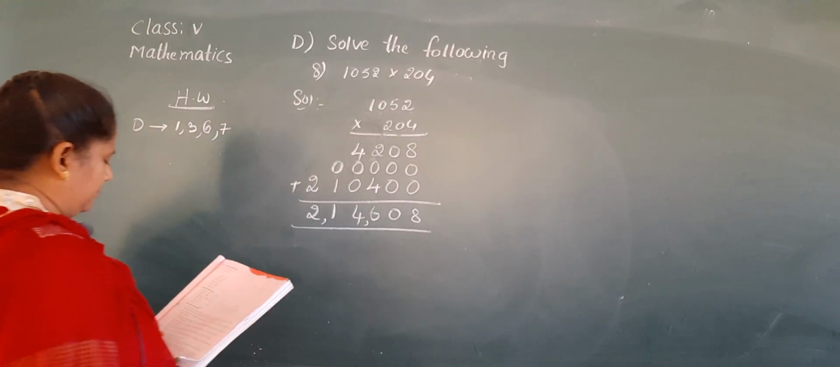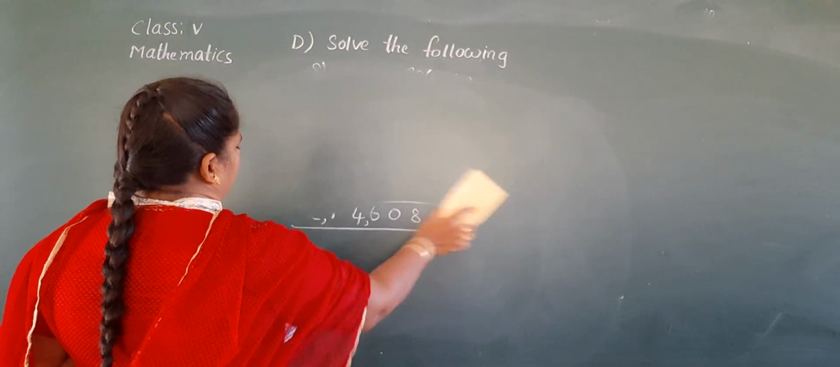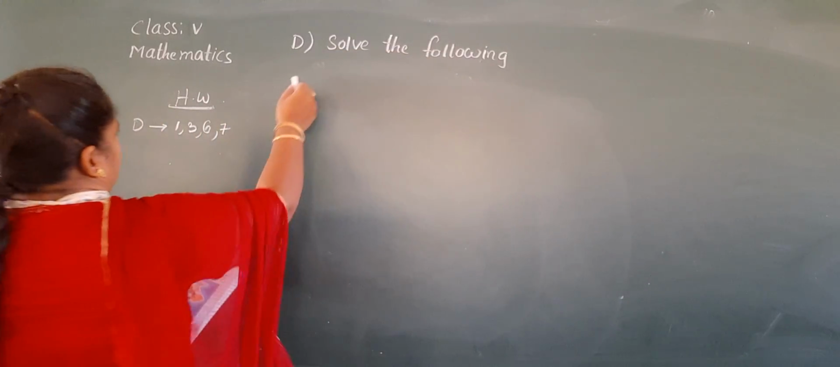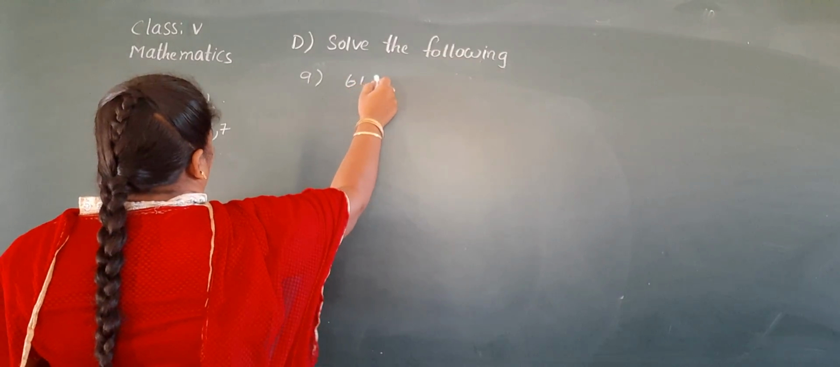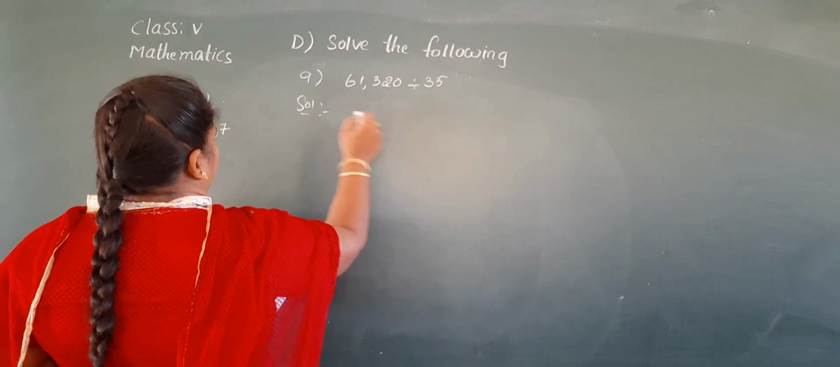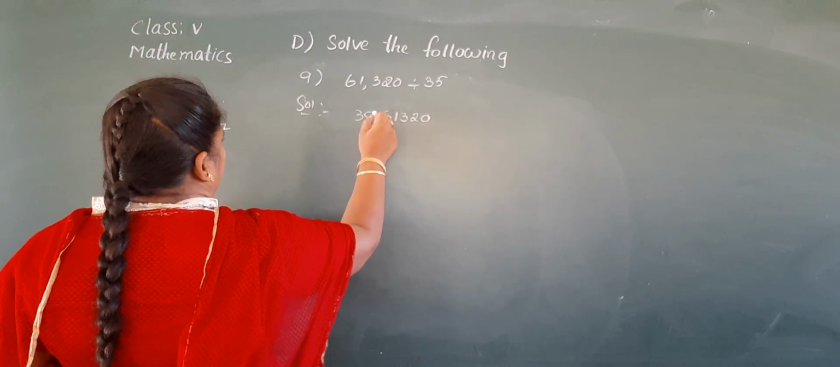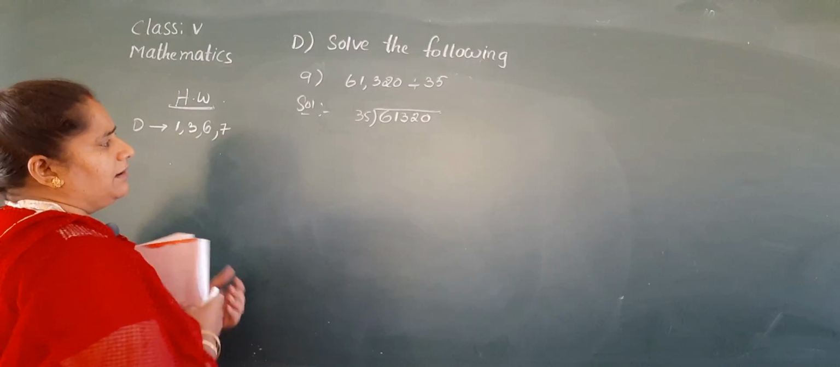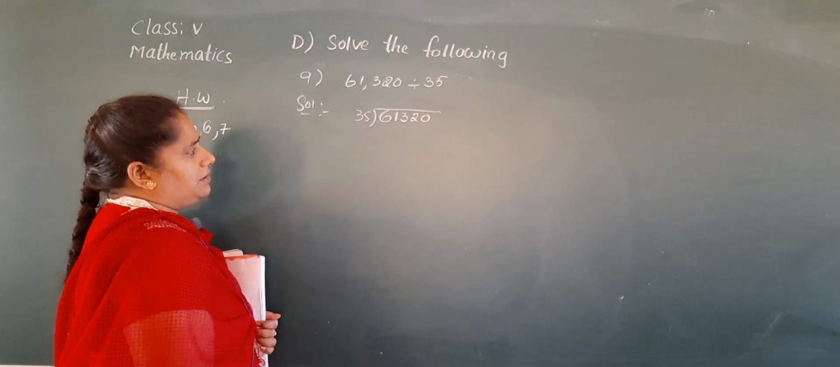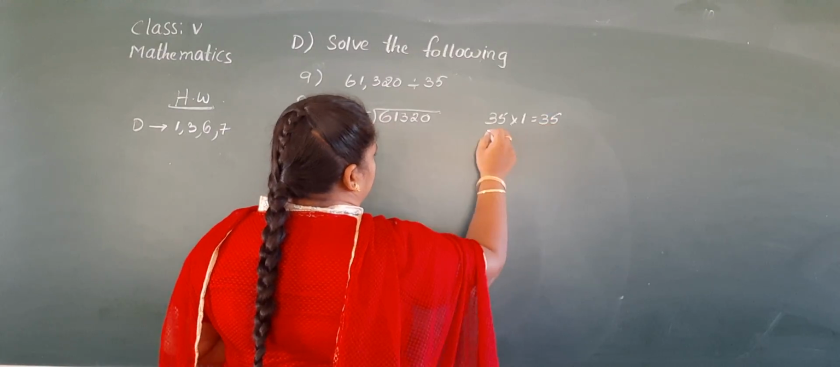Next, 9th sum, Nana. 61,320 is divided by 35. First you arrange the numbers: in the dividend place 61,320, in the divisor place 35. Yes, here the 2 digits 61. Come on, tell me, Nana, which is the nearest number to 61 in the 35 table? Yes, 35 1s are 35.